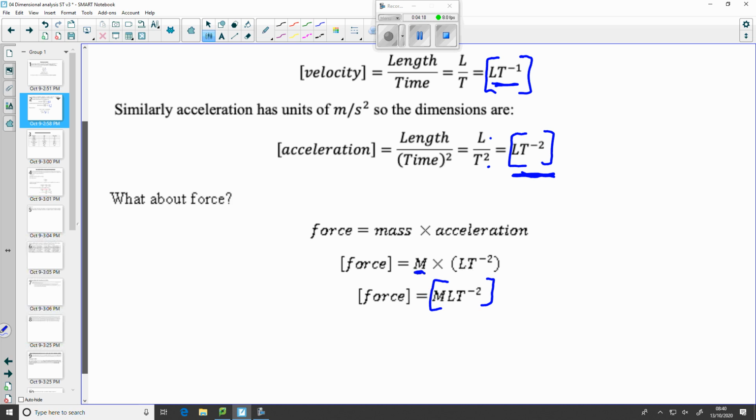Any questions so far? That's just a way of expressing the dimensions of mass, just like a, no, it's not like that.